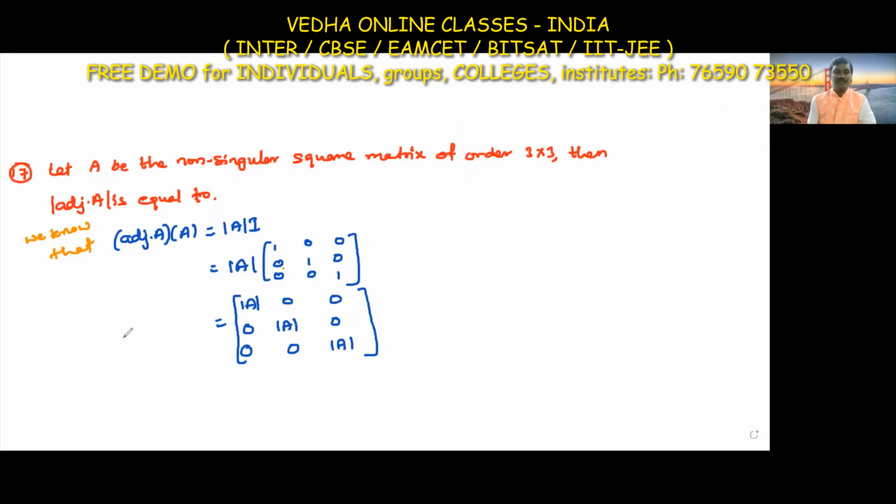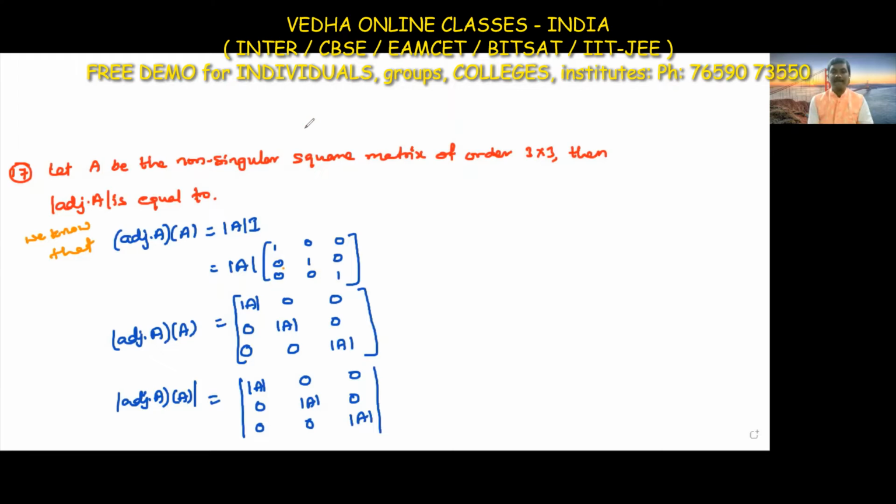This is equal to adjoint A into A. Now the question is related to the determinant of adjoint A. Now I am taking the determinant. So determinant of adjoint A into A is equal to, here also we have to take the determinant of the matrix with det A 0 0, 0 det A 0, 0 0 det A.